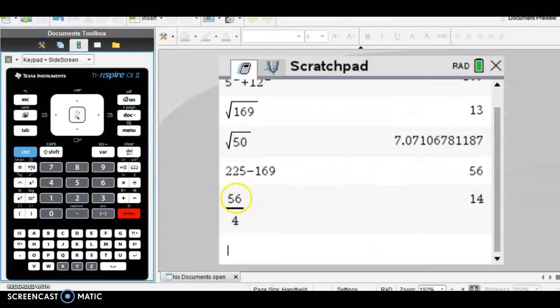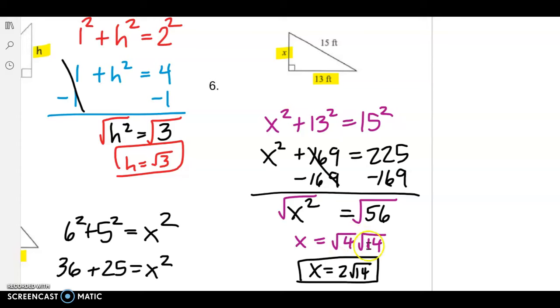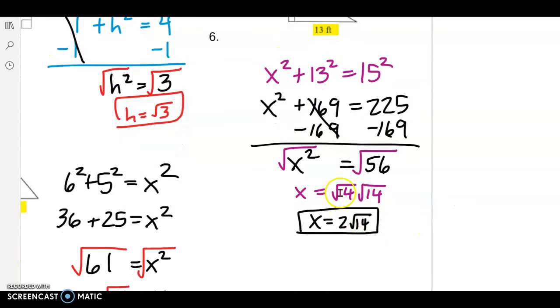And you can see here, I divided by 4 and it worked. I got a whole number. So 4 times 14 is 56, and that's where I got these two. And the square root of 4 is 2. So my final answer was 2 radical 14.